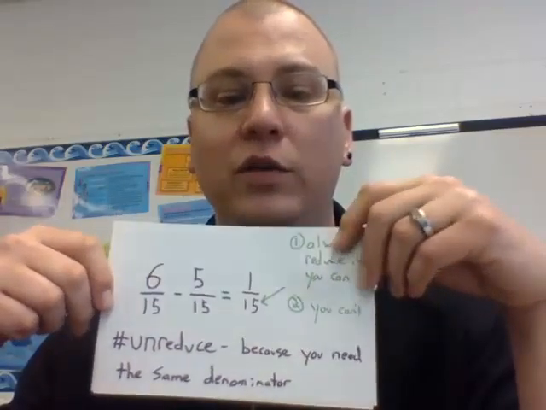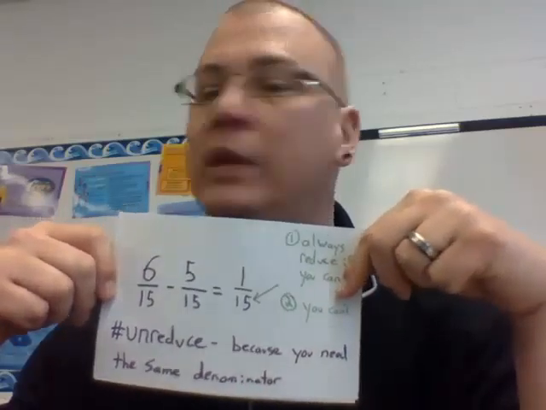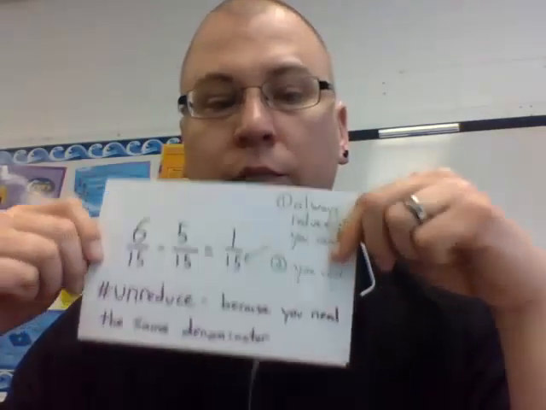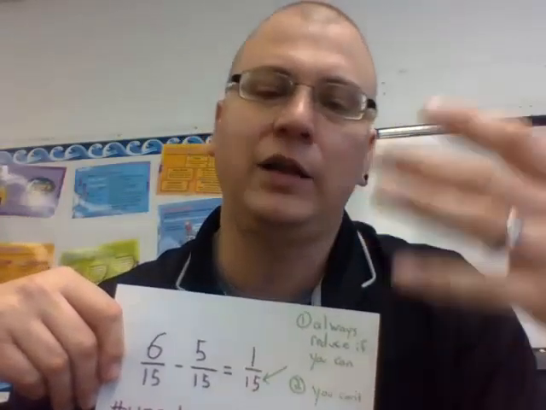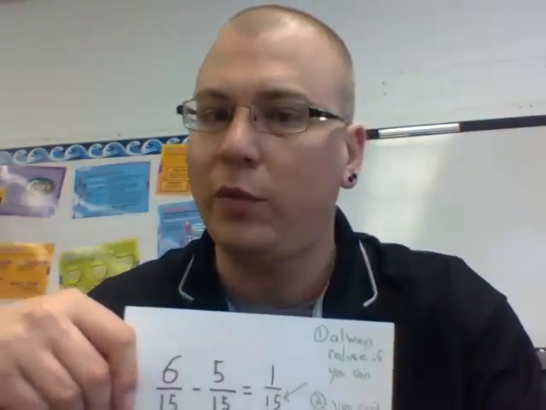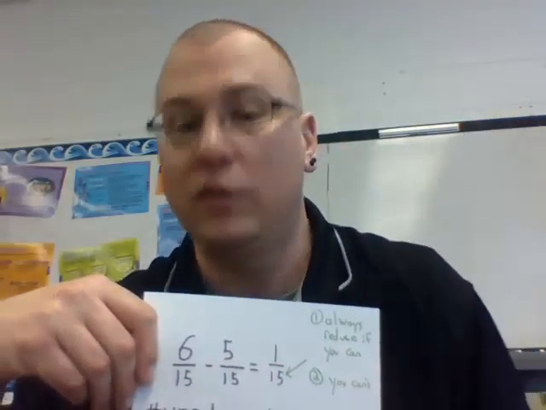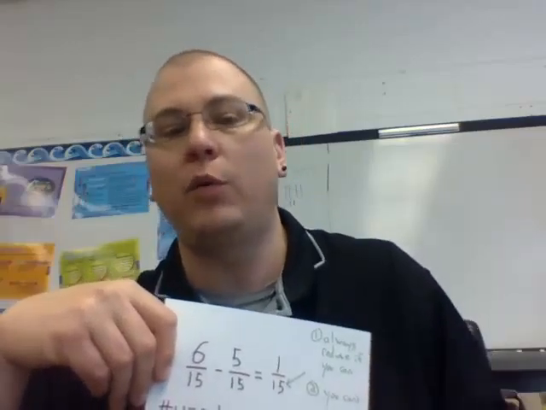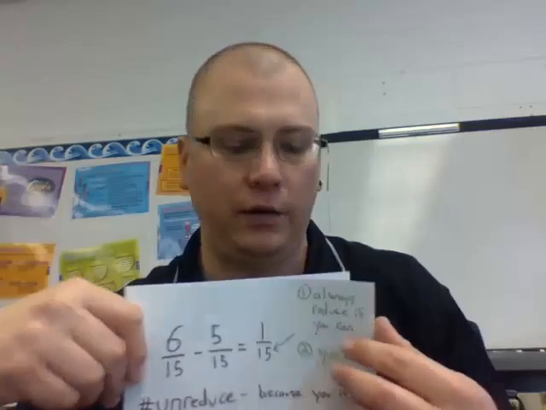Now, first thing we always do to check, always reduce if you can. Second thing we're going to tell you about this problem, you can't. Unreduce because you need the same denominator. But when you're done, you always have to reduce it because we want the math to be as simple as possible. That's why we look for the least common denominator, the smallest number we can use to make that math work. That way we've got less reducing to do later.